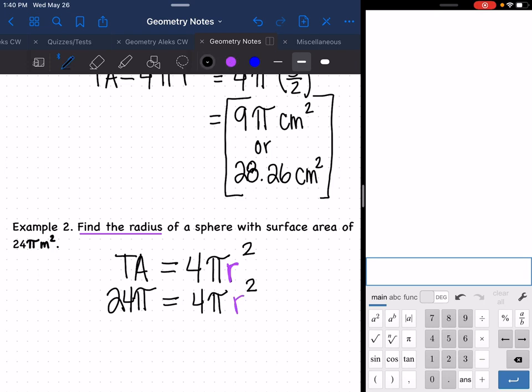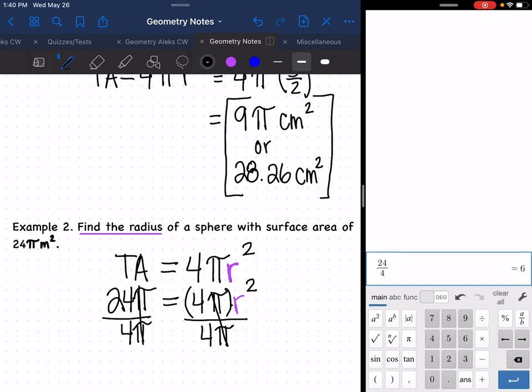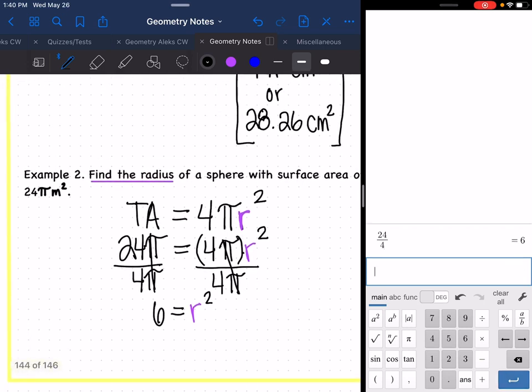Now, what I can do is I can think of this as a number being multiplied by the radius. So I'm going to go ahead and divide both sides by 4 pi. This way the pi's cancel out on both sides, and I just have 24 divided by 4, which is 6. But my radius is squared. So I'm going to have to take the square root of that 6, because that's going to get rid of the square, and it's going to give me my final answer.